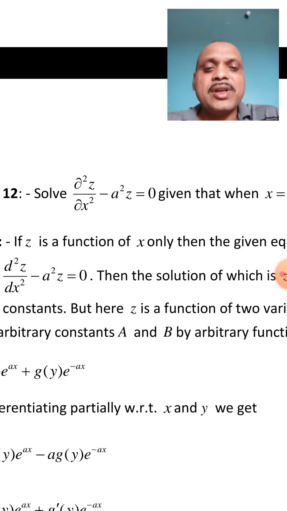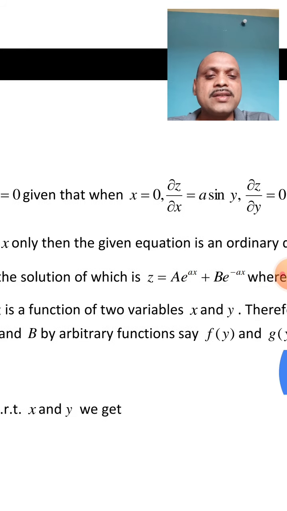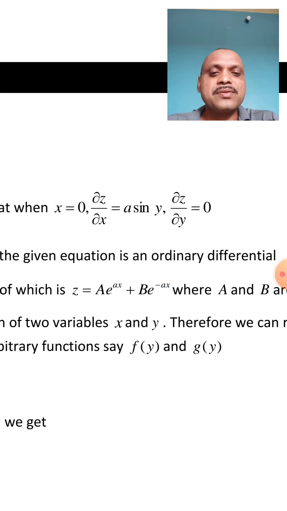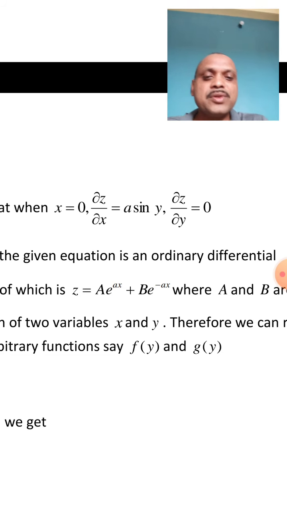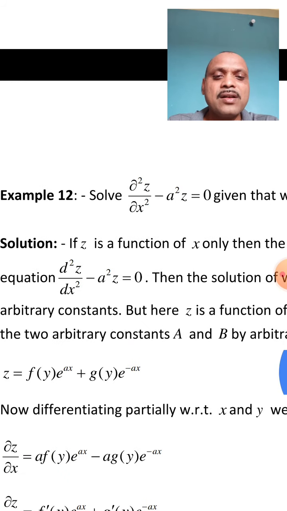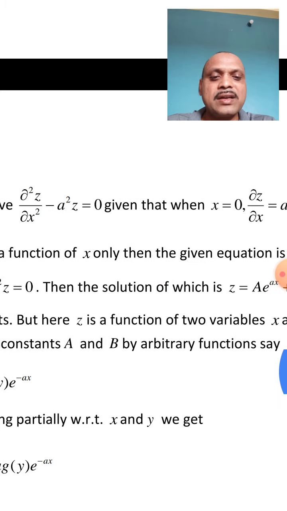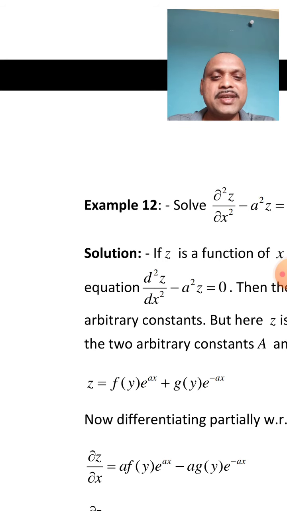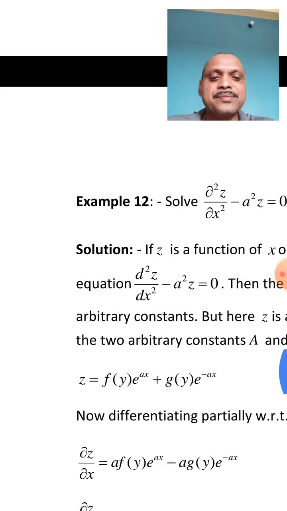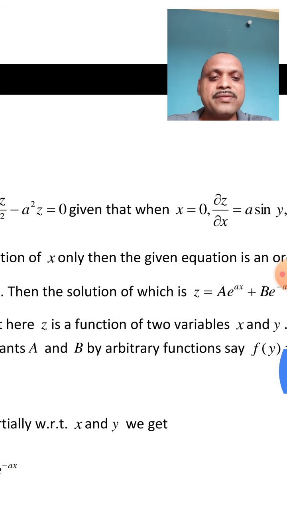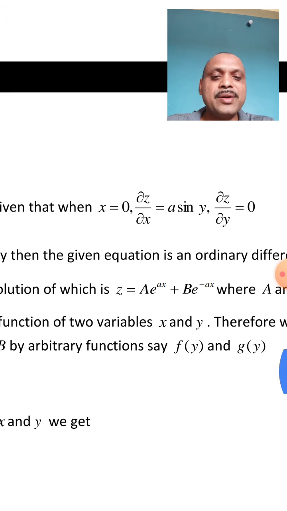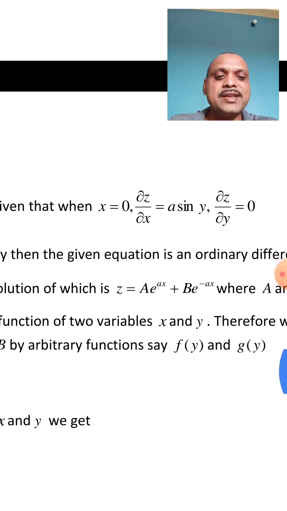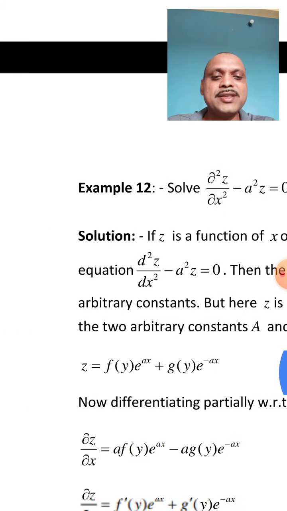Now see one more example: ∂²z/∂x² minus a square z equal to 0, and these are the conditions: x equal to 0, ∂z/∂x equal to a sin y, and ∂z/∂y equal to 0. We have to put these values for x equal to 0. If z is a function of x only, again this equation is an ordinary differential equation like this: ∂²z/∂x² minus a square z equal to 0, and the solution of which is z equal to A into e raised to ax plus B into e raised to minus ax, where A and B are arbitrary constants.